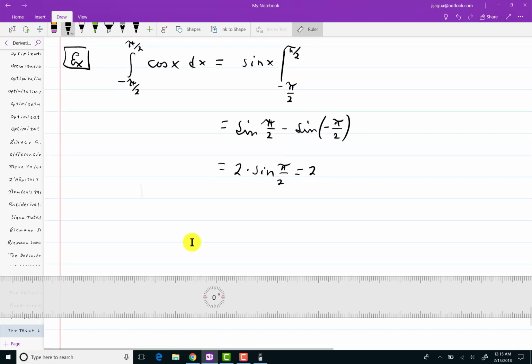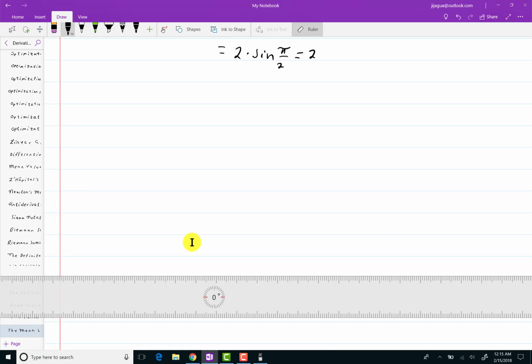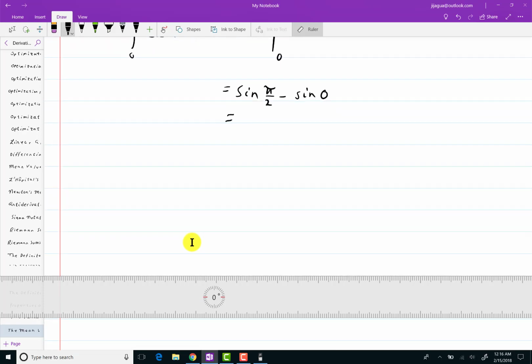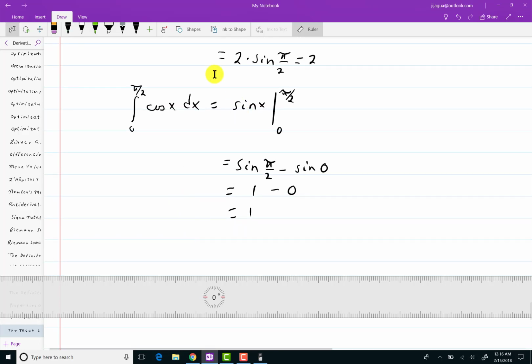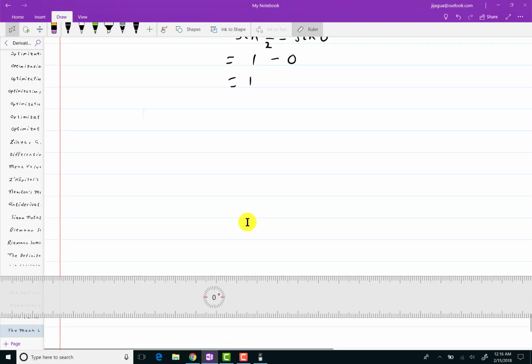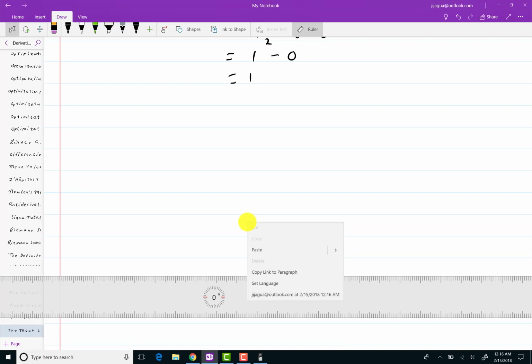Now, consider the integral that just goes from 0 to pi over 2 of cosine of x dx, same deal as before. It's going to equal sine of x from 0 to pi over 2. That'll equal sine of pi over 2 minus sine of 0, which equals 1 minus 0, which equals 1. Okay, so the first integral was 2, the second integral was 1. So far, so good. Let me do another example.